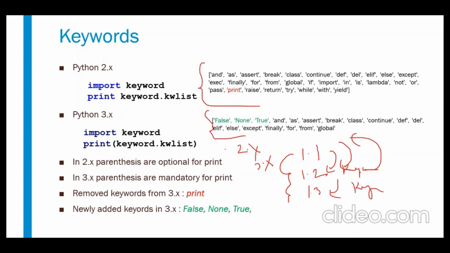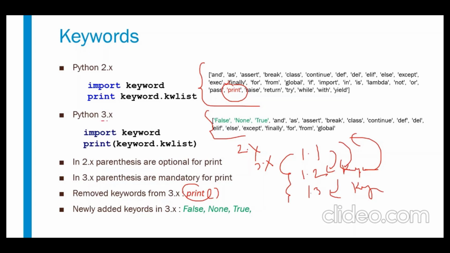Now we will see which keywords are newly added and which have been removed. The print command we just used, if you look at 2.x, is a keyword. But in 3.x we don't find print as a keyword. That is completely removed, but they have created print as a method, a function. They have removed print as a keyword, and instead of it we have the print function.